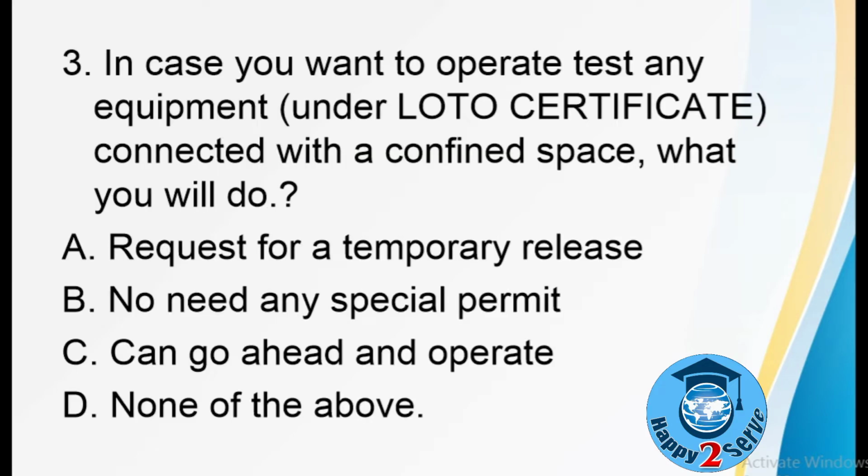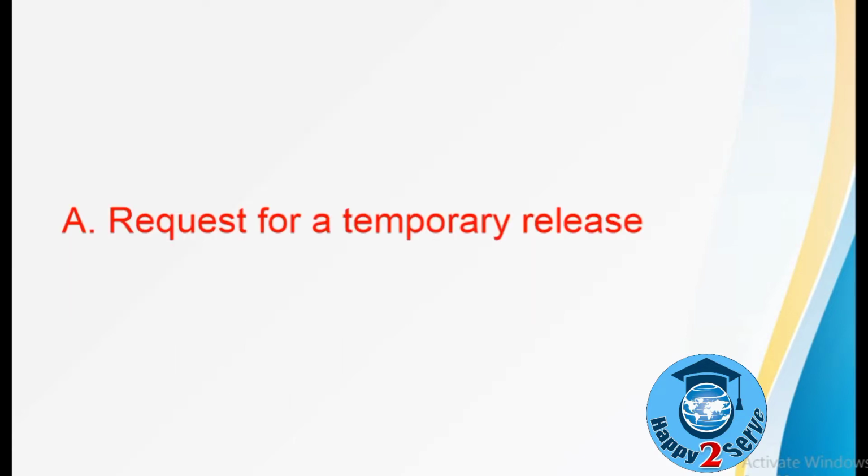3. In case you want to operate or test any equipment under a LOTO certificate connected with a confined space, what will you do? A. Request for a temporary release. B. No need for any special permit. C. Can go ahead and operate. D. None of the above. Answer: A. Request for a temporary release.